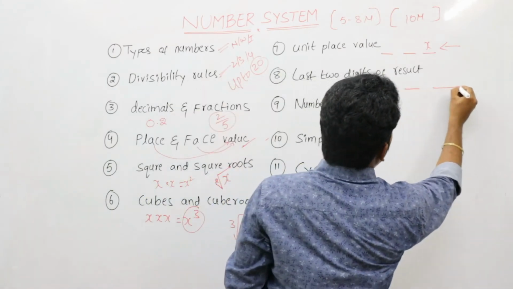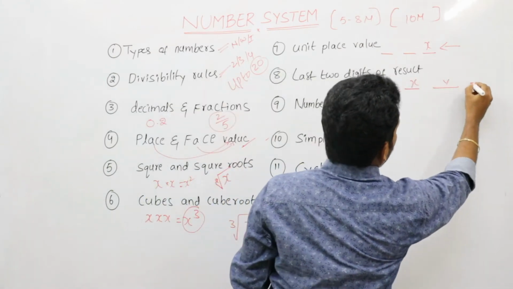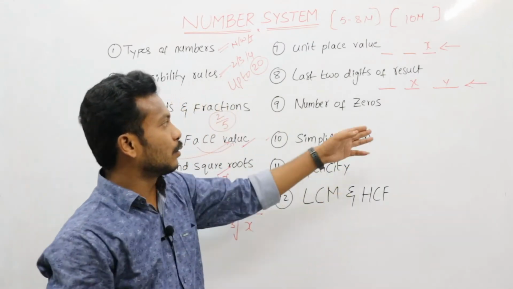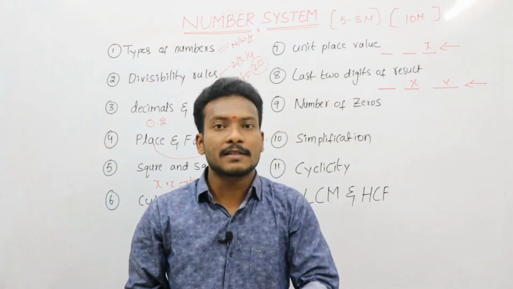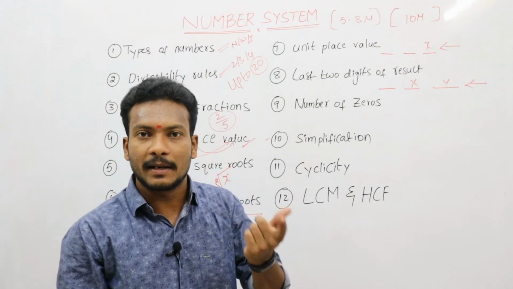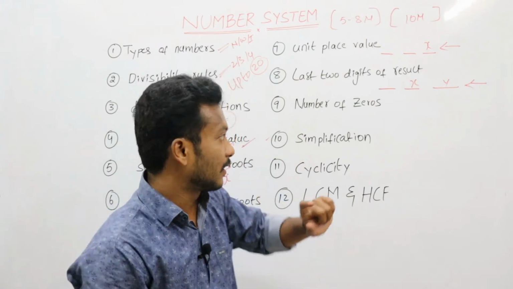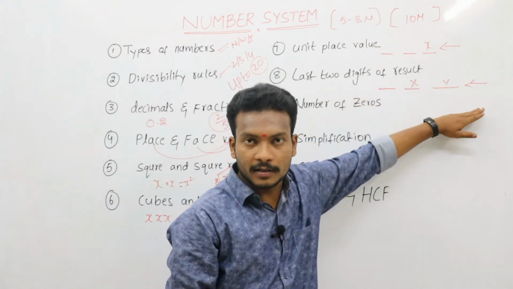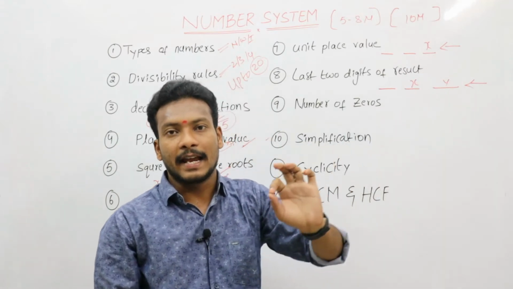Next, the last two digits of a result. Result means the same, whenever x and y. Last two digits of a result. Result means after getting a product, or a multiplication, or a division, like that. Last two digits of a number means the tens and units place.